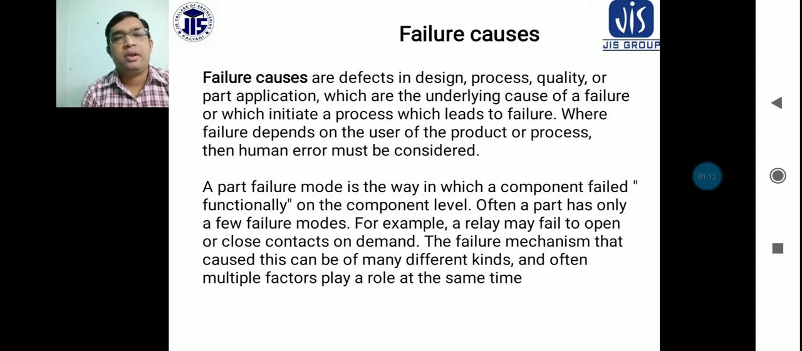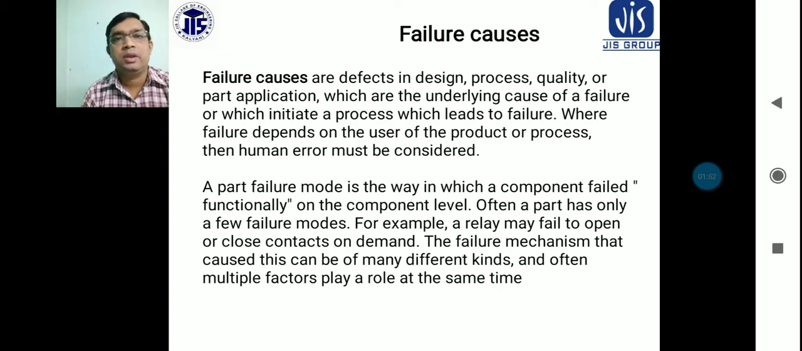That means different types of defects are considered as failure causes when you produce a new product. Failure causes are basically defects in design, process quality, or part applications, which are the underlying causes of a failure or which initiate a process that leads to failure. Failure also depends on the user of the product or process.